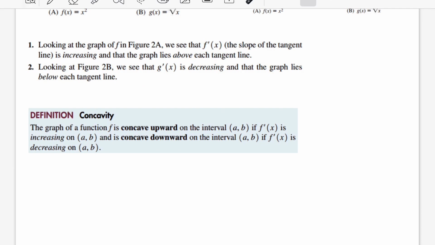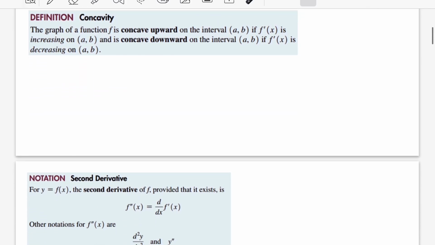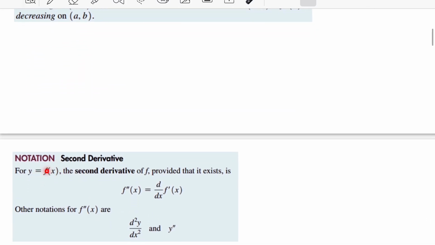Now in section 4.1, we used f prime of x to determine when f of x is increasing or decreasing. So this implies that if we want to see if f prime of x is increasing or decreasing, we're going to need to use its derivative. So this brings us to the second derivative here. If we have a function f of x, the second derivative, assuming that it does exist, is going to be the derivative of f prime of x. And so other notations for this are f double prime of x, or this here, and y double prime.